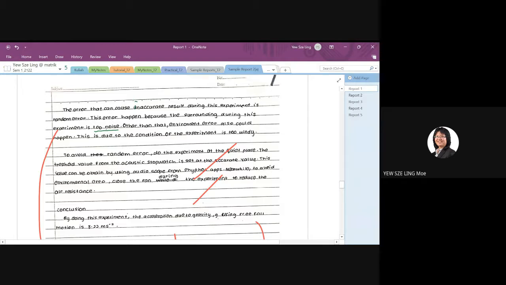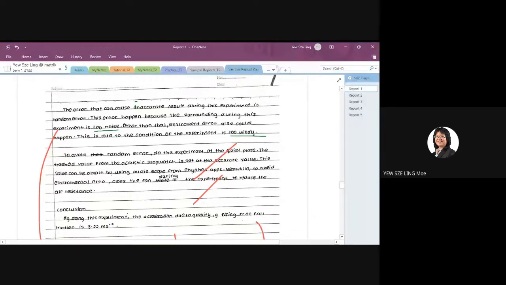So don't just give me too noisy. Okay, then done. What are the things that cause a noise? What makes a noise? What creates a noise in your house? So you try to explain a bit. So other than that, environmental errors also happen. This is due to the conditions of the experiment being too windy. So what happens when it is too windy? That one you need to explain a bit as well.